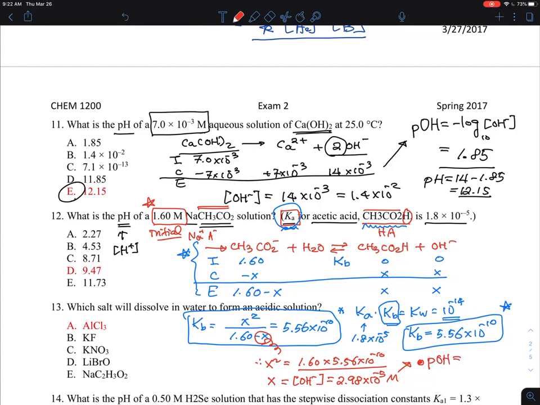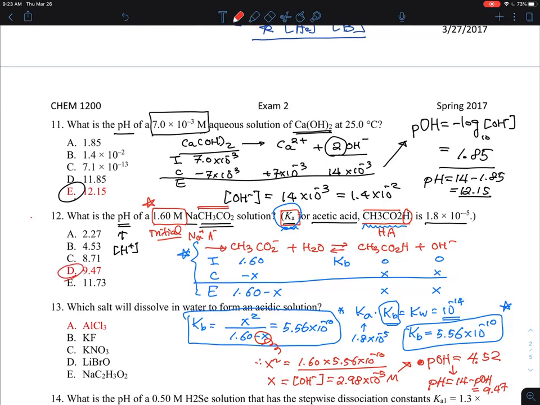Take the log value, which is 4.52, and then you can calculate pH, which is 15 minus pOH, and the value for this is 9.47, and that's where we are, right?